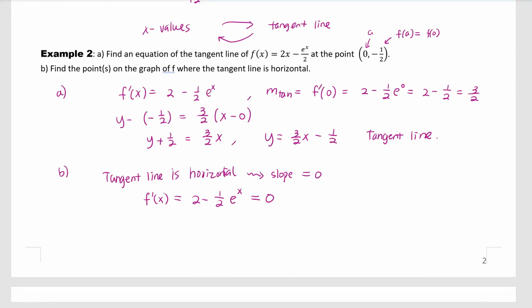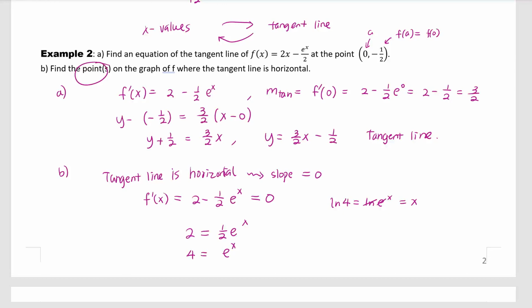Well, we can add 1/2 e to the x on both sides. Then we have 2 equals 1/2 e to the x, and we multiply by 2 on both sides. We get 4 equals e to the x. Alright, so after we isolate the exponential term, how do you get x? Apply natural log on both sides. So ln of 4 equals ln of e to the x, and then ln and e cancel. So x is ln of 4.